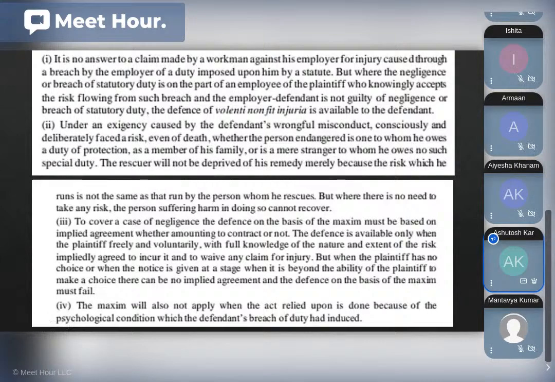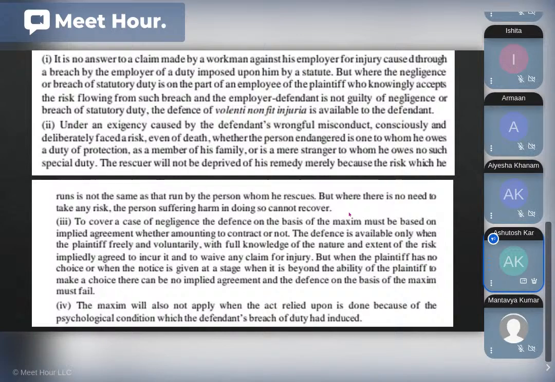For example, let's say the house next to yours is on fire, right? There is a fire there. Now you are already aware that firefighters have arrived and they are inside the house trying their level best to extinguish the fire. As such, there is no need for you to delve into that risk, but you are still running into that burning house and trying to rescue others. So there is no need to take any risk. So the person suffering harm in doing so cannot recover. You cannot file any case here against the person who caused the fire, saying that because of you I suffered damages, because you did not have to go into that house, right?